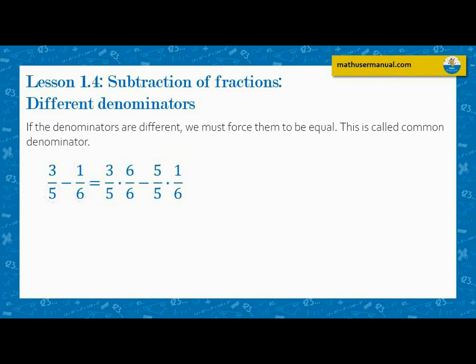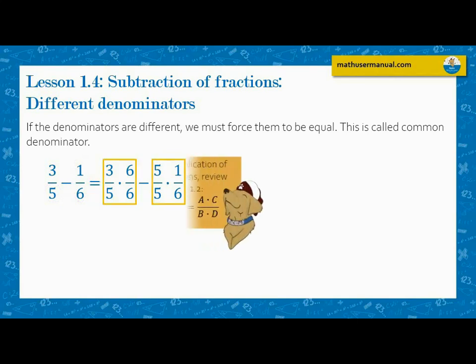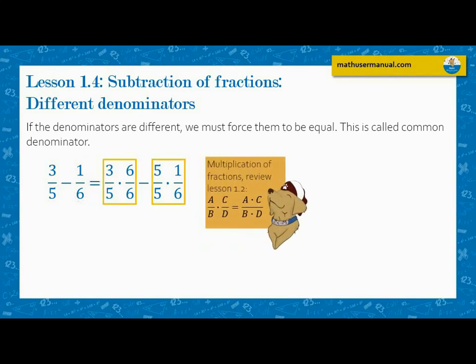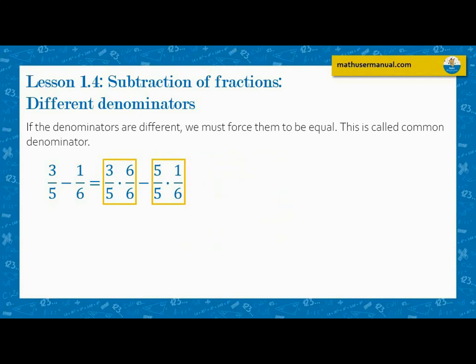This is a multiplication of fractions. We learned this on lesson 1.2. It's just multiplying horizontally, but you can review lesson 1.2 if you want to refresh this idea. After the multiplication of fractions, we get 18 over 30 minus 5 over 30. Equal denominators, so we can copy them into just one denominator. And then do the subtraction of 18 minus 5, which are the numerators. 18 minus 5 is equal to 13. So the answer to the subtraction, 13 over 30.